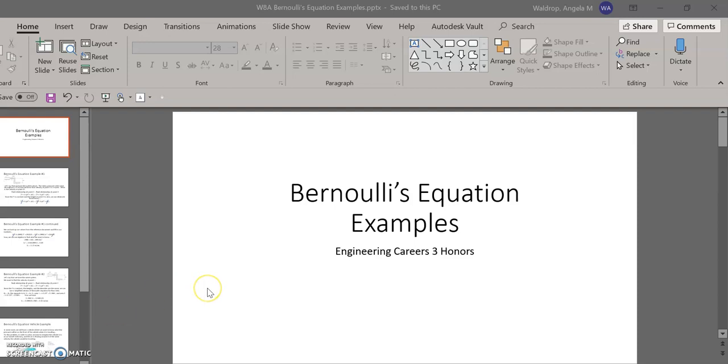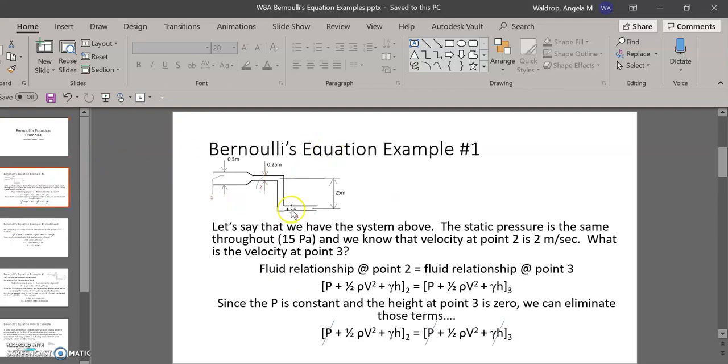Okay, in today's video, we're going to do a couple of examples to show you how Bernoulli's equation works. For the example, we take a look at this figure at the top of the slide. We'll see that we have a piping system.